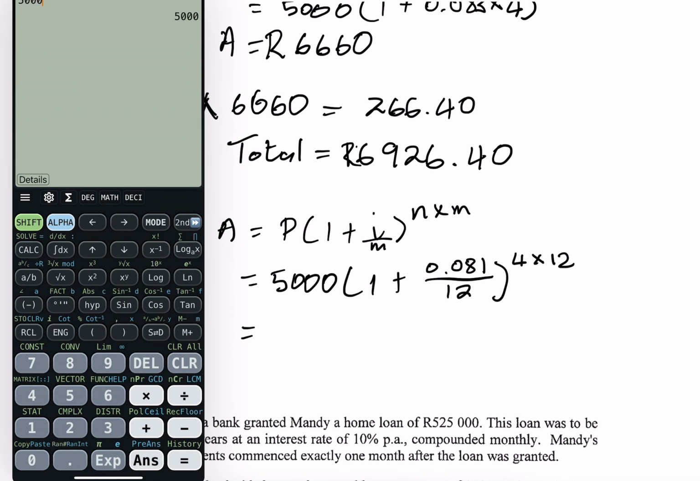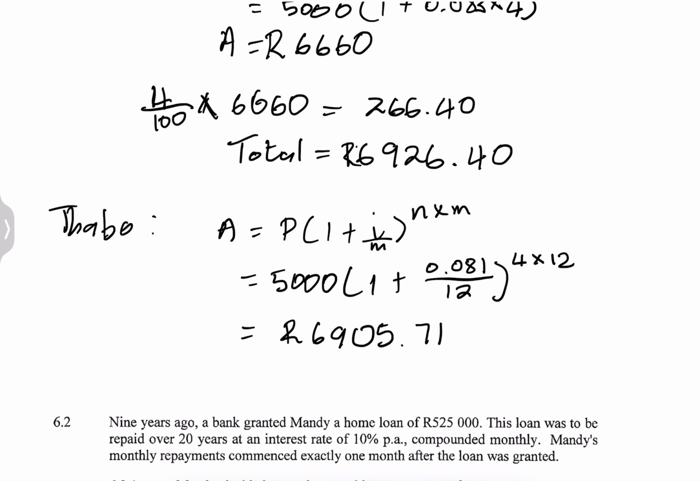So that's 5,000. And please, when it comes to financial mathematics, guys, it's really not that difficult. It's just a question of knowing your way around your calculator. And yeah, believe you me, you will be able to survive. Okay, so that's y to the x, 4 times 12. All right, and we find an amount of 6,905 and 71 cents.